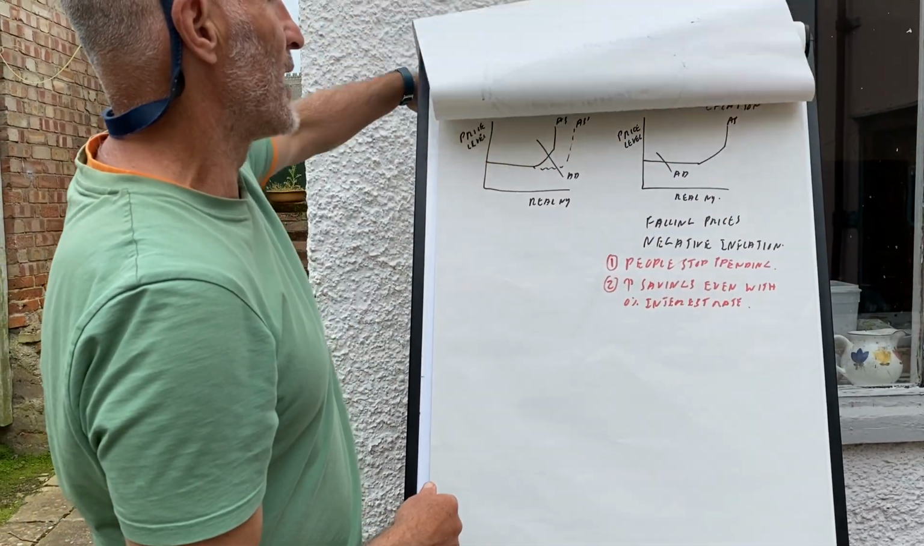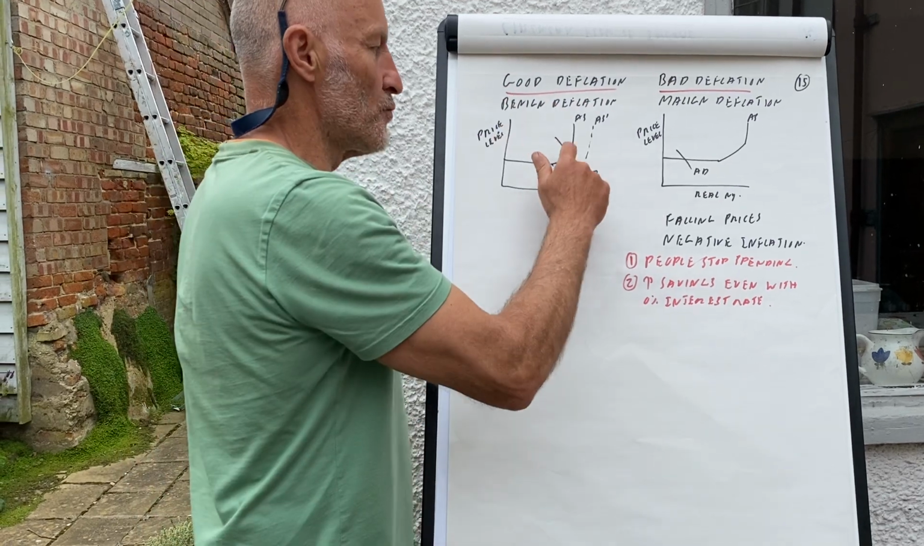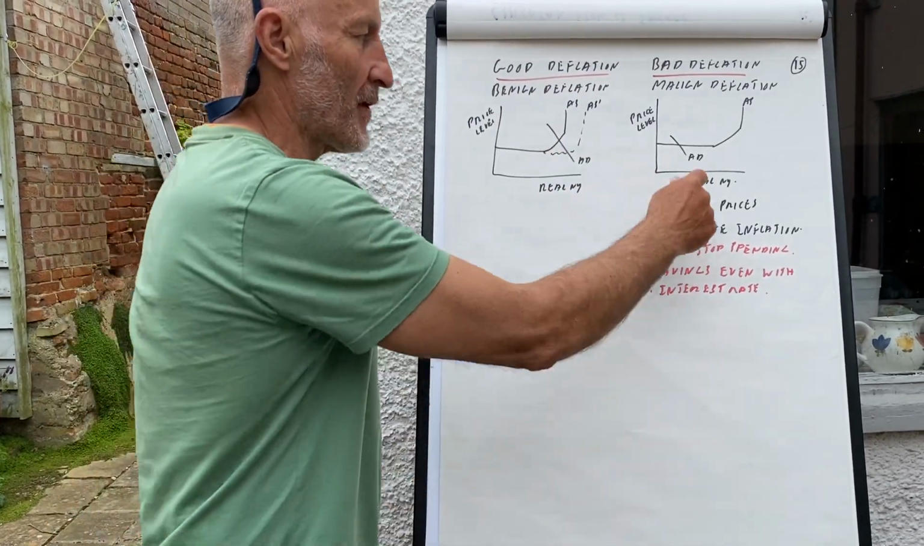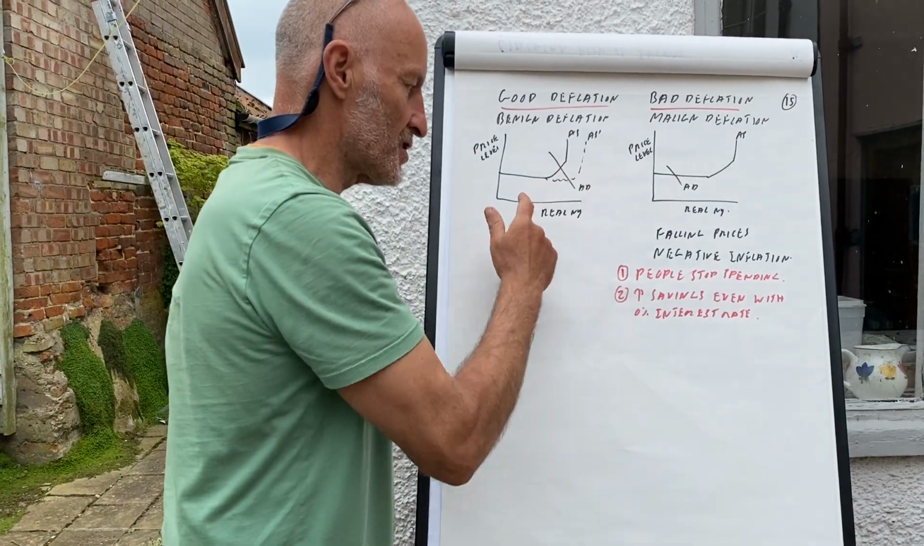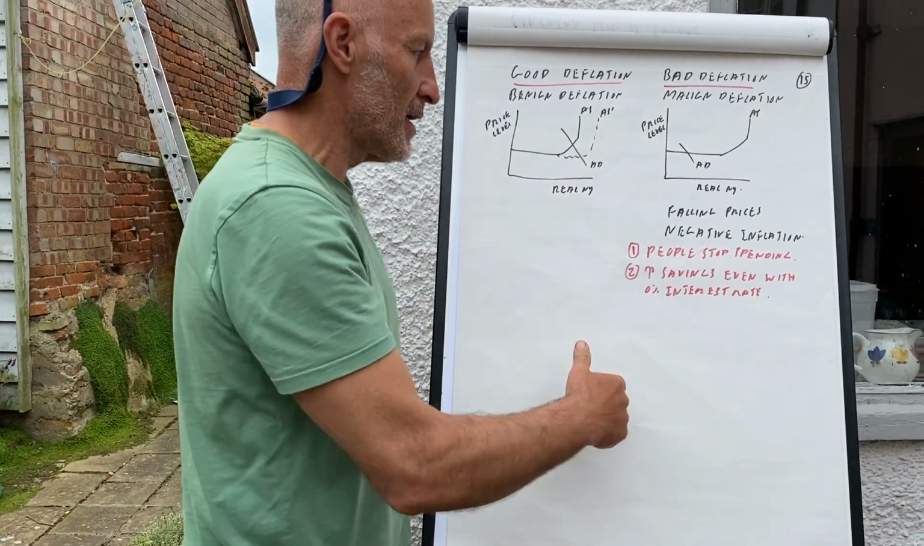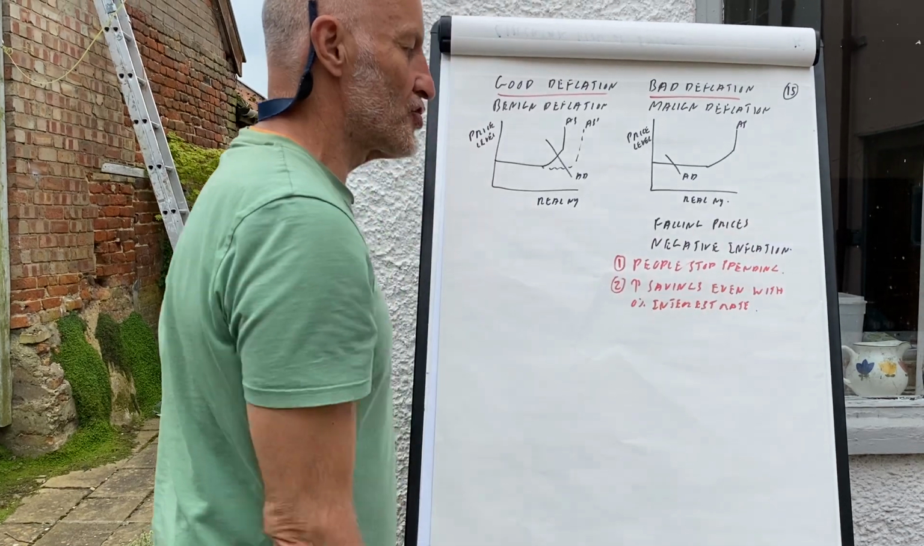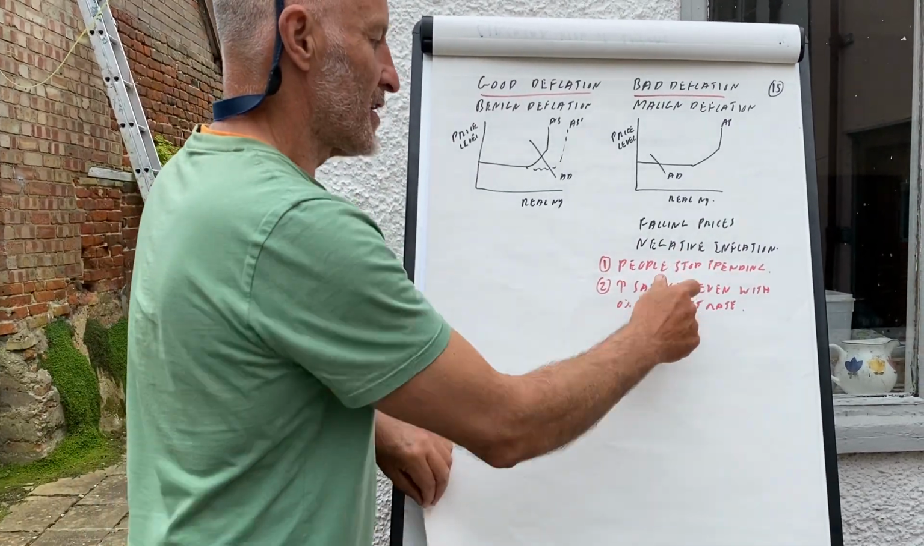Okay, getting towards the end now. We have good deflation, which is the AS curve moving out. This is because of a rise in productivity. Therefore, we can produce goods more cheaply. So we have bad deflation, which is a fall in aggregate demand, which is obviously clearly bad. Deflation is negative inflation. People stop spending because prices are going down.